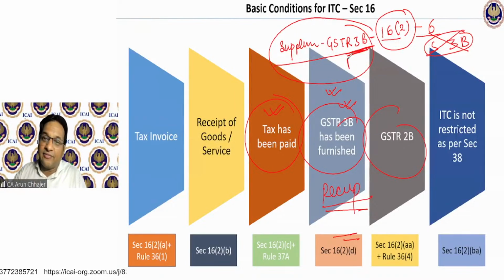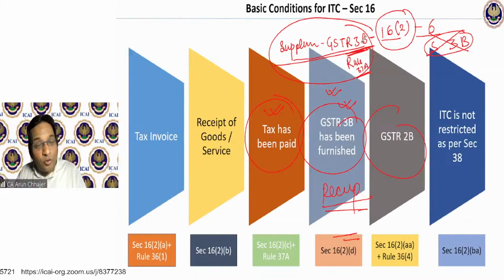The answer is yes. We will discuss it in Rule 37A, wherein we will discuss the supplier's GSTR 3B, not the recipient's GSTR 3B. What the requirement and condition are, we will discuss in Rule 37A, but the only point I would like to make is a comparison, because now it is only the revision class. So you will be able to understand the interlinking.